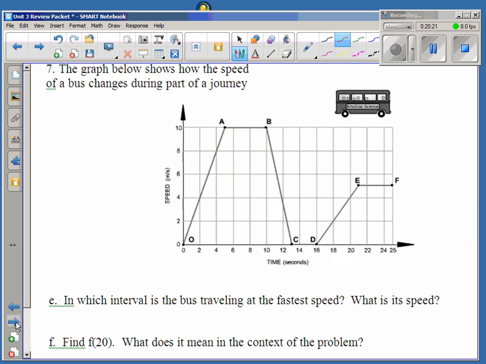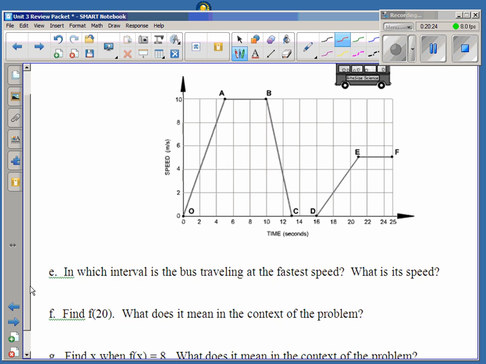All right, so let's finish up these questions here. Which interval is it traveling at the fastest speed and what is its speed? This is where we're really thinking slope. So what does it have the steepest slope? Oh, never mind. Excuse me. We're not looking at slope because speed is on our axis. Take that back. We just talked about the fastest speed. It's 10. So this is the question that says when is it traveling? And you would write between 4 and 10 seconds. And you can write it as a restricted domain, or you could just literally write from 4 to 10 seconds. And the speed is 10 meters per second.